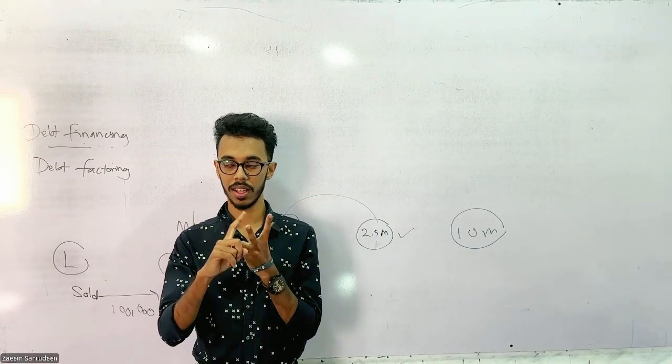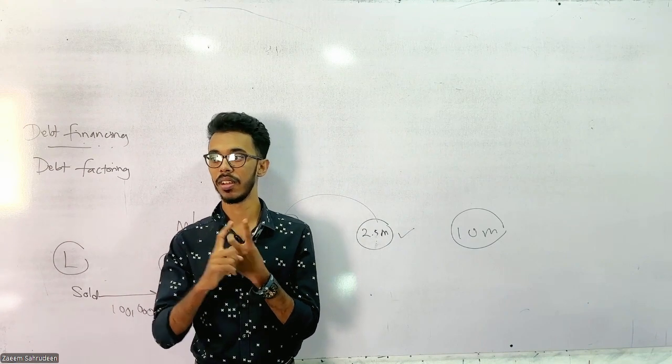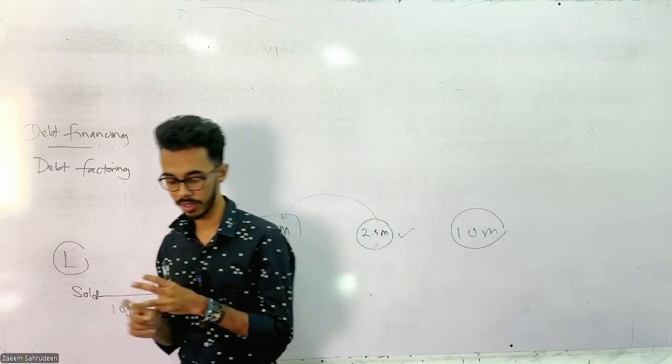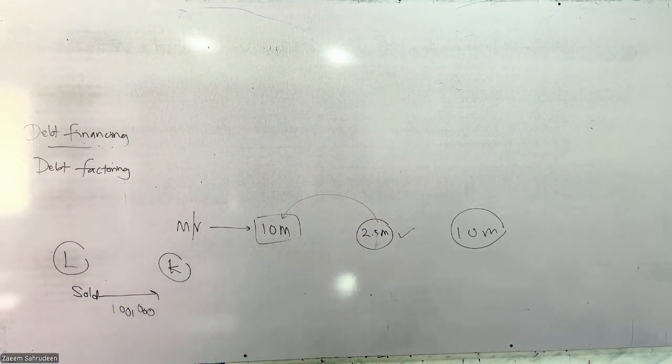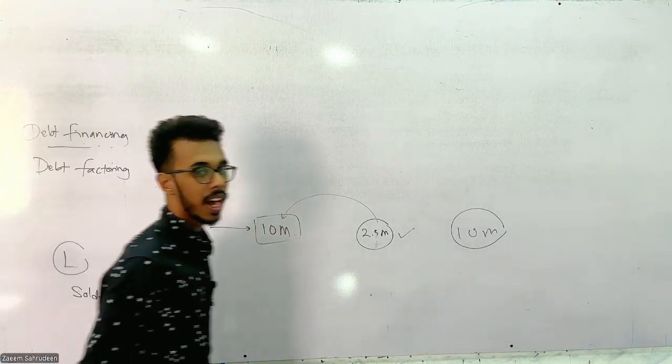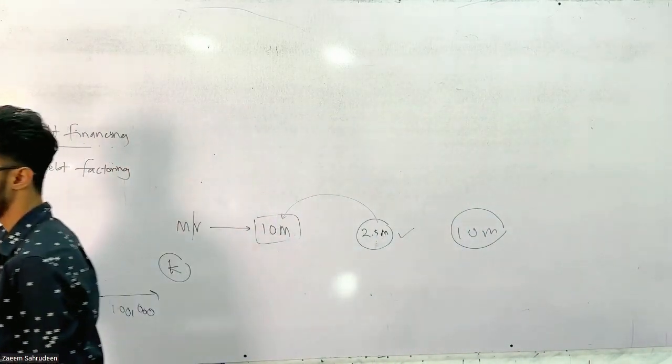The three types of lease: finance lease, operating lease, and sale and leaseback. Finance lease. It is the regular leasing that we know. What we normally know and recognize as leasing is this.